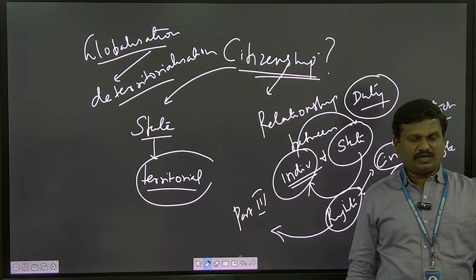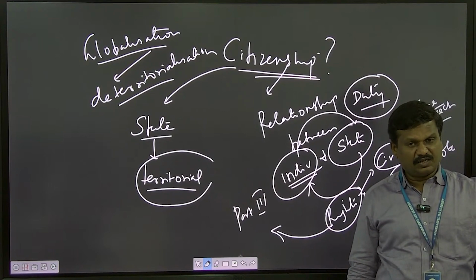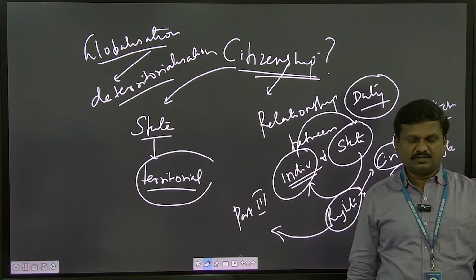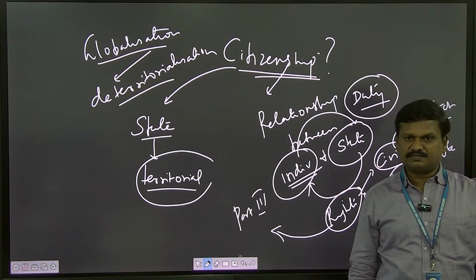Today, the concept of citizenship is expanding. If you go to Europe, people there are citizens of their nation as well as citizens of the European Union. So they are called Euro citizens. All the countries in the European Union have one citizenship concept, Euro citizen.